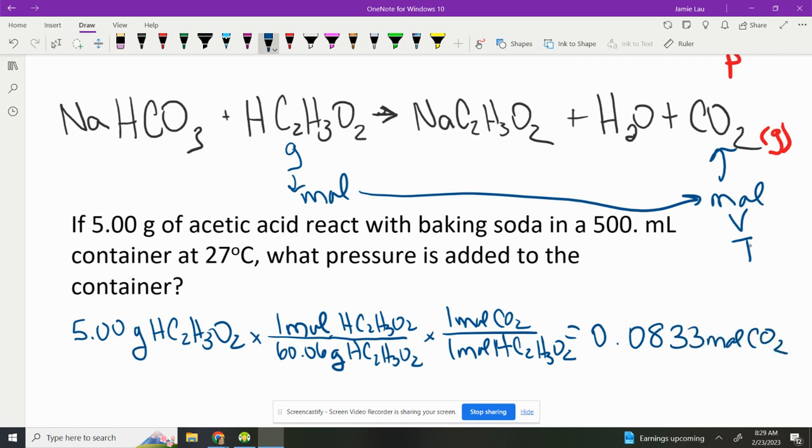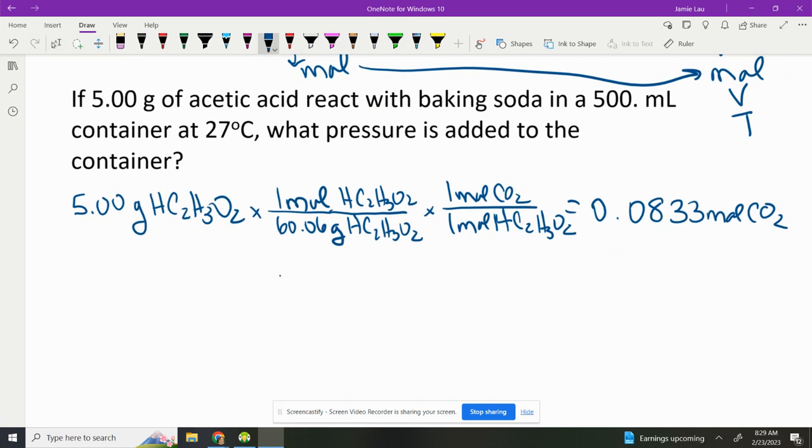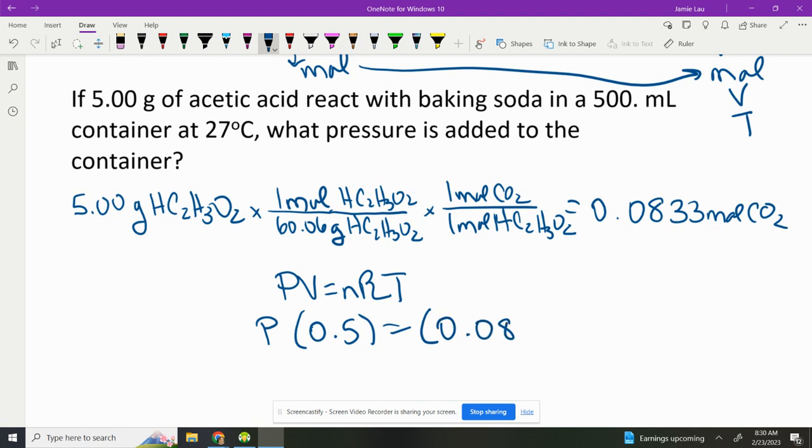For PV=nRT, do we have to put vinegar in moles? Well, you can't put vinegar in PV=nRT because vinegar is not a gas. Oh, so we have to put vinegar in moles. Exactly. Yep, you've got to do moles of vinegar to moles of CO2.